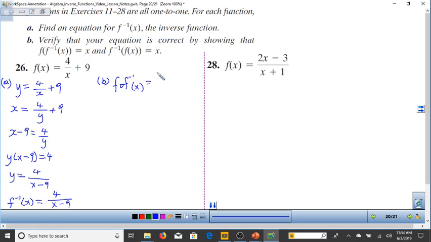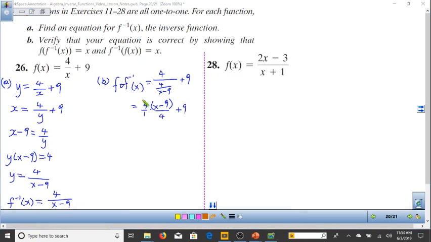So we do 4 over x minus 9 and then plus 9. So basically that's 4 over 1 times x minus 9 over 4, and then plus 9 to the result. The 4's cancel, and we end up with x minus 9 plus 9, which gives us x. So this one checks out.